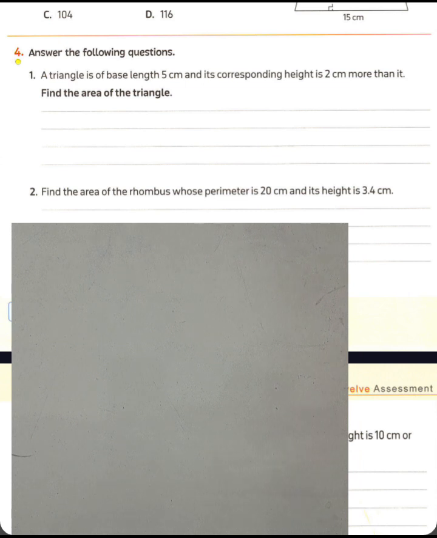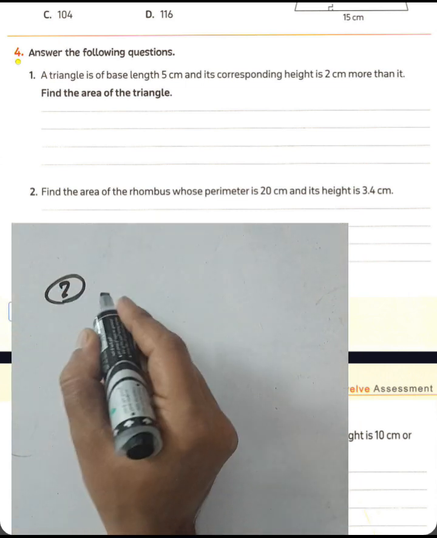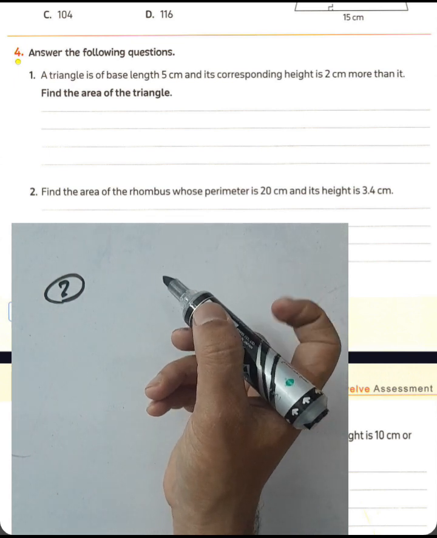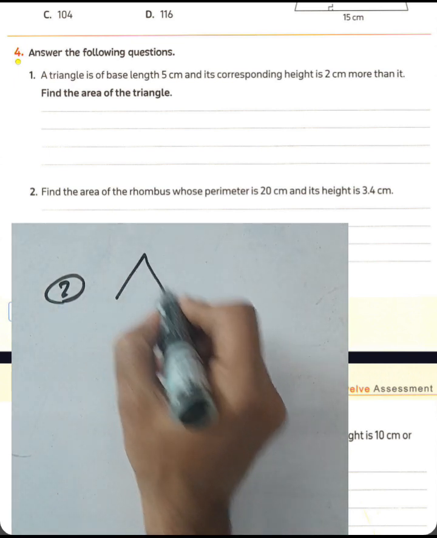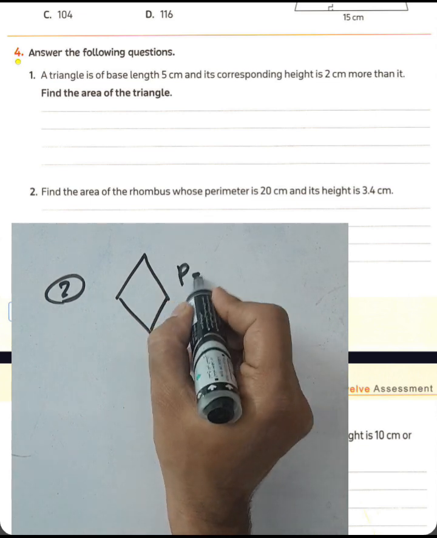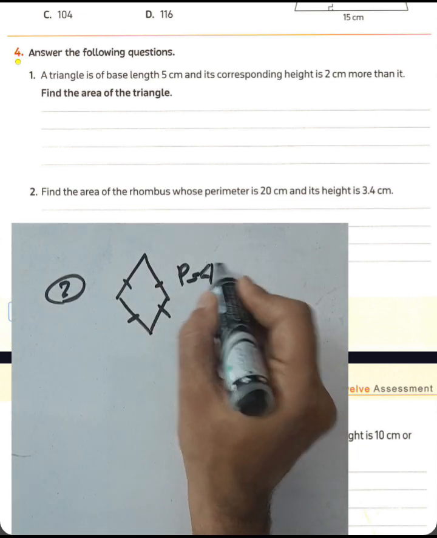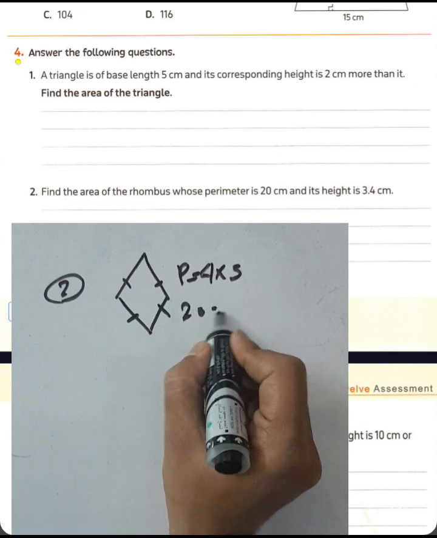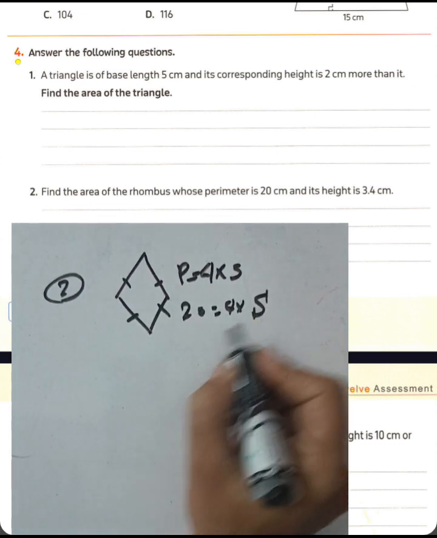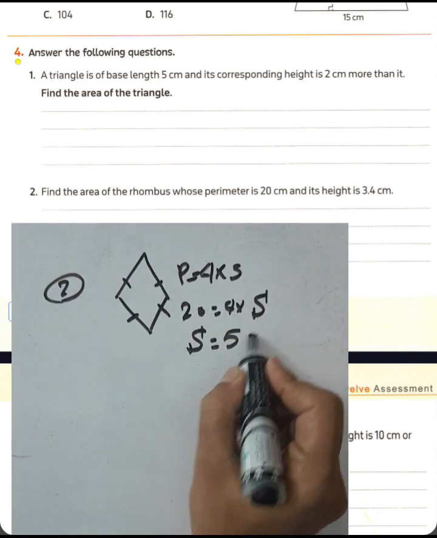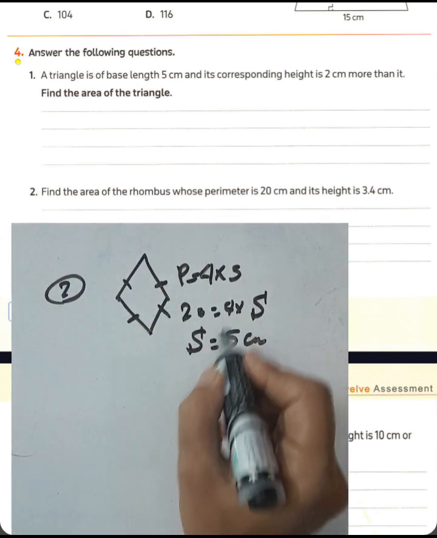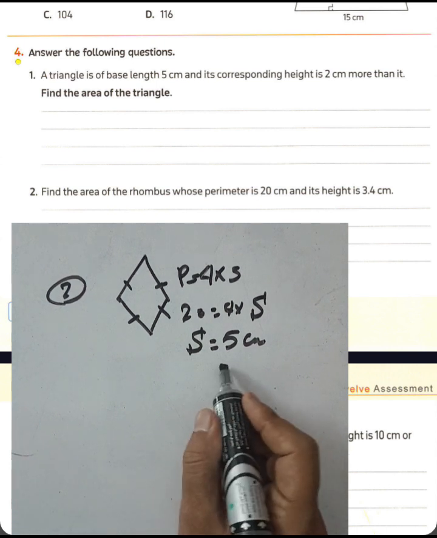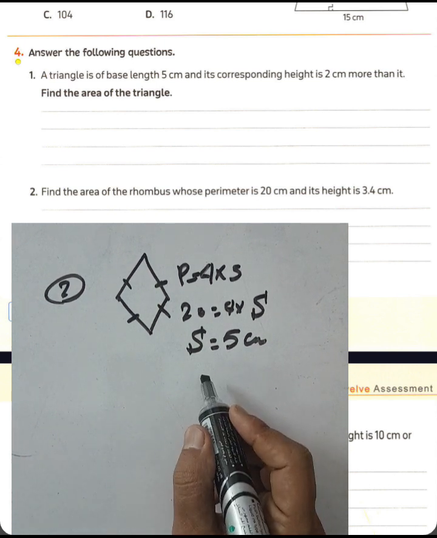Question number 2. Find the area of the rhombus whose perimeter is 20 centimeter and its height 3.4. Okay, we know the perimeter of a rhombus equals 4 product by the side. He gives us in the example the perimeter was 20. 20 equals 4 product by the side. Then the side length will be 5 centimeter because we have 4 side lengths all equal. Okay, its side was 5 centimeter.